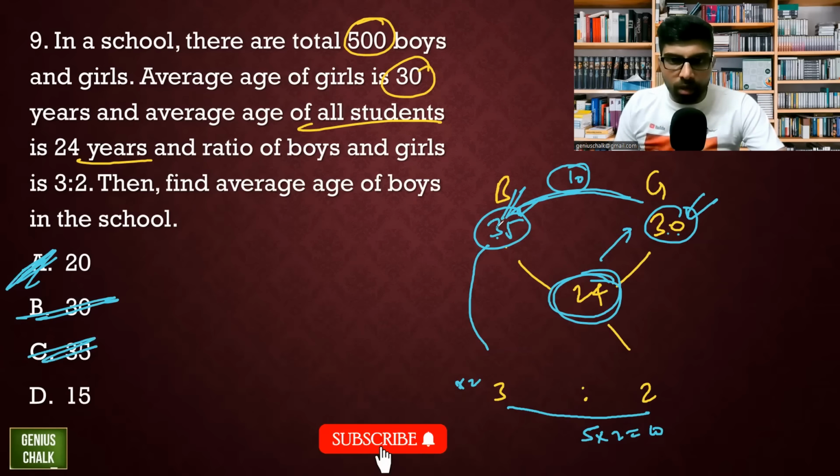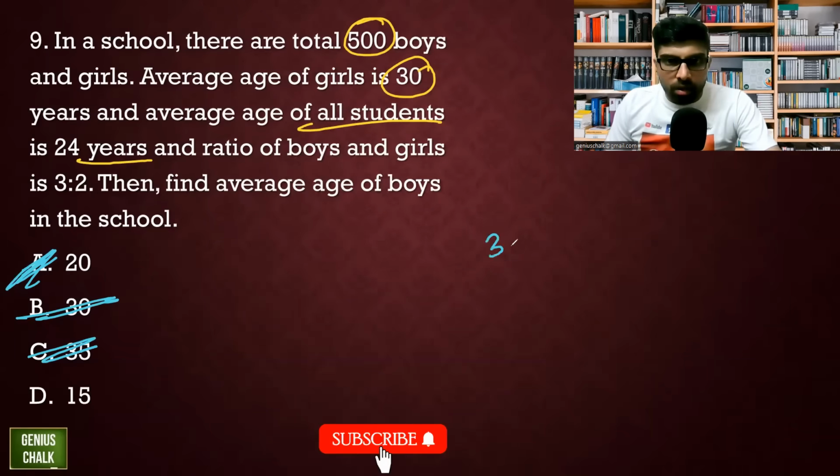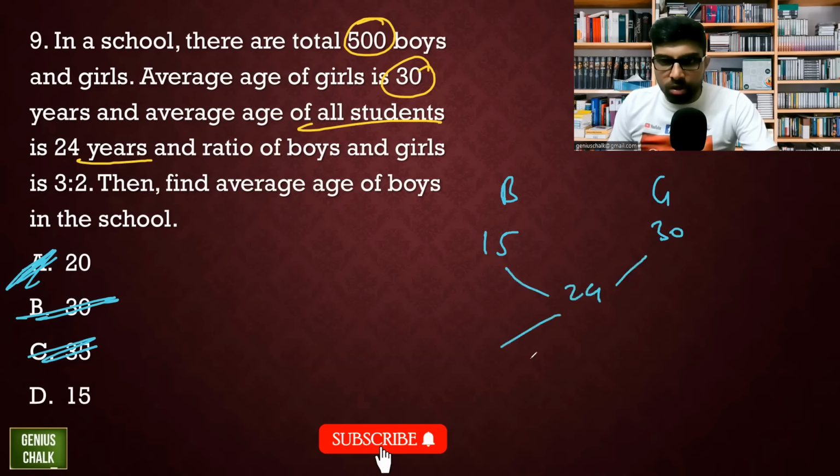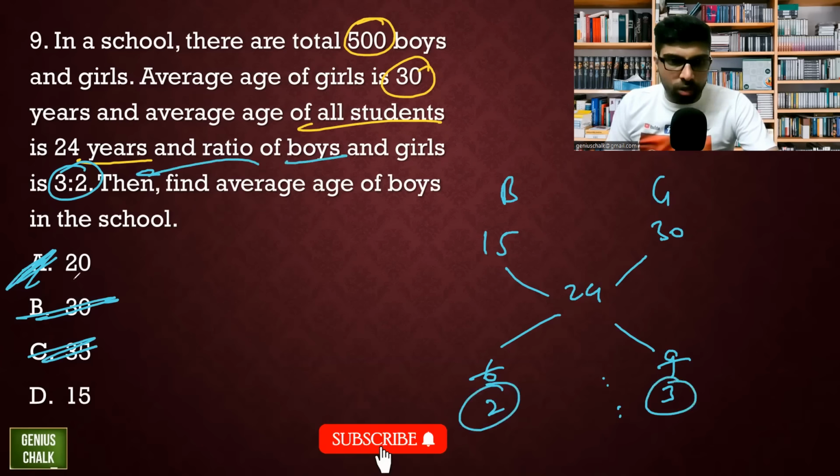15, we can check for 15. Girls' average is 30, boys you have to find, and whatever we are trying to assume, let's write it directly. 15 is the average age of boys. Girls' average age is 30. Overall average is 24. If you see the difference, it is 6 and it is 9. So the ratio is 2:3, whereas the ratio here is 3:2, which is opposite actually. Boys should be 3. So this 15 is giving us the opposite ratio, which is not possible.